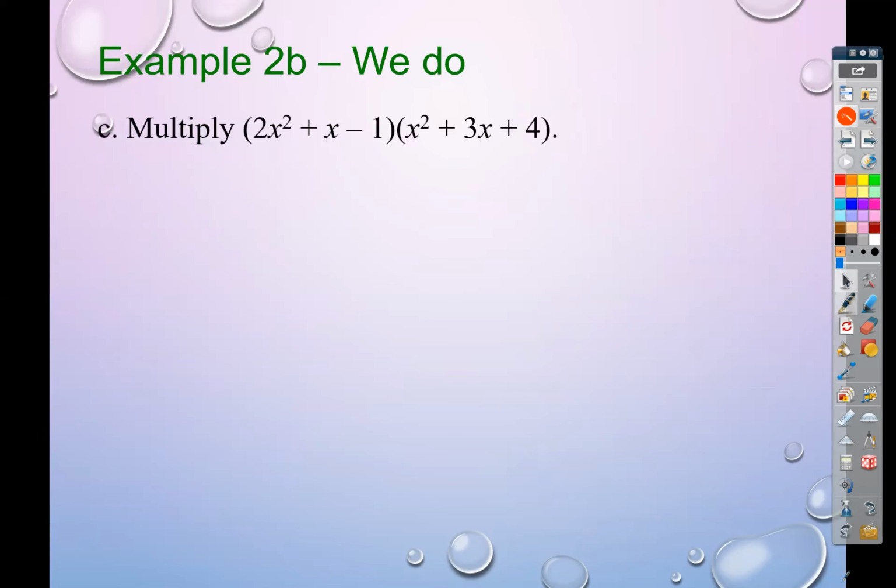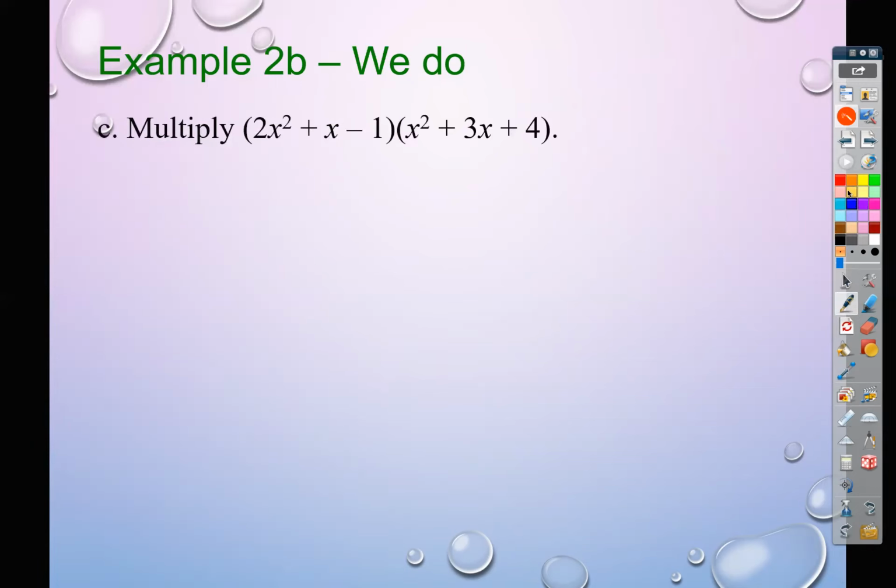All right. This time we have a trinomial and a trinomial. All right, so we're going to multiply each term. So I'm going to multiply the 2x squared times everything first. So I would get 2x to the 4th plus 6x cubed plus 8x squared.